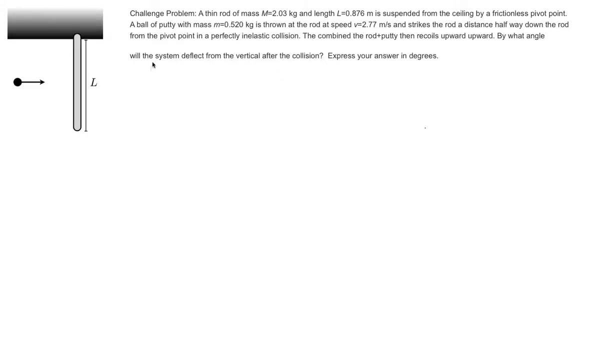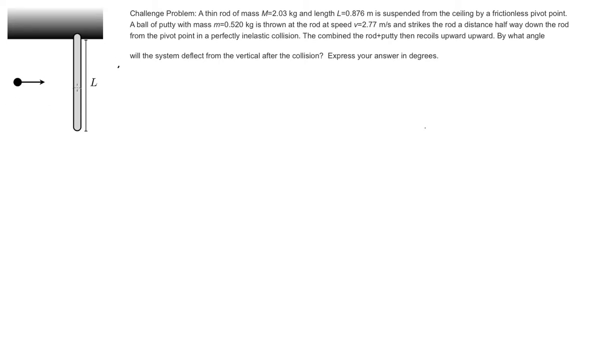Everybody, time for another installation of hard challenge problems in Physics 124. This is the conservation of angular momentum collisions problem, homework problem 7 on week 9. What's happening here is we throw a ball of putty at this rod suspended from the ceiling. It's got a little pivot point up here, and it's going to swing back and recoil.